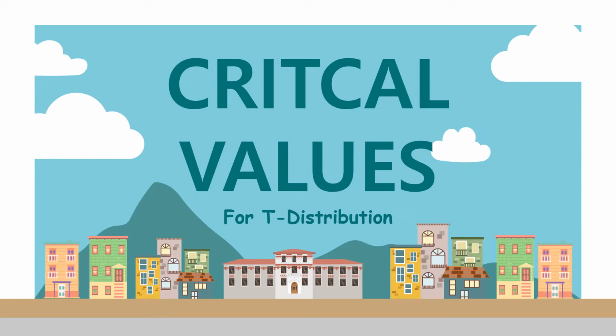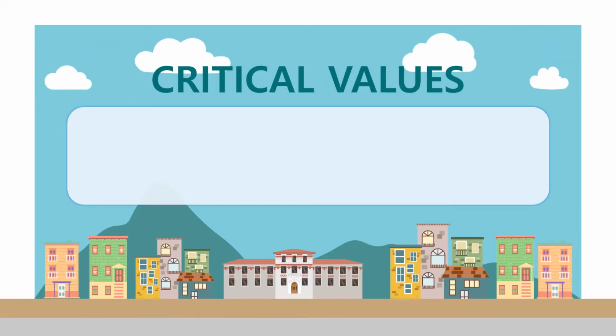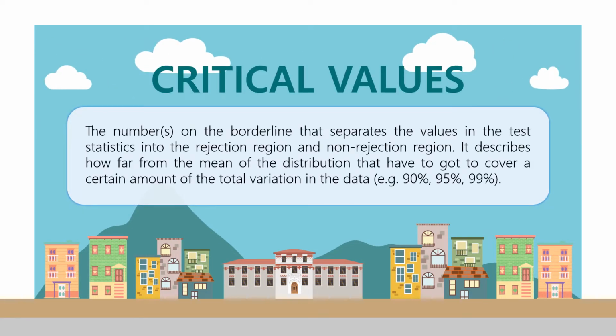Let's get to know what the critical values are. Critical values are the numbers on the borderline that separates the test statistic values in the rejection and non-rejection regions. It describes how far from the mean of the distribution you have to go to cover a certain amount of the total variation in the data.